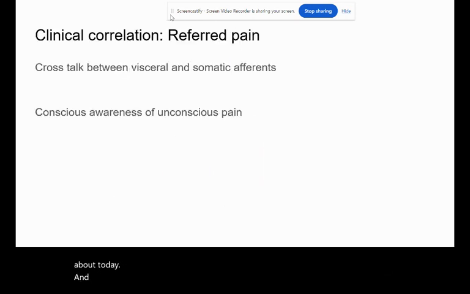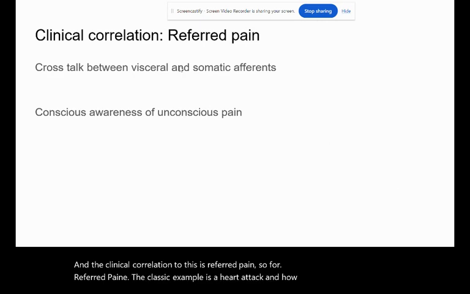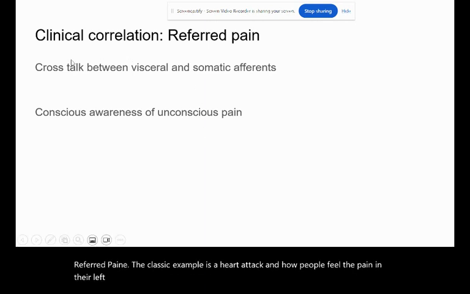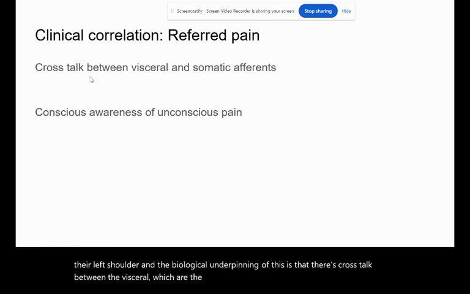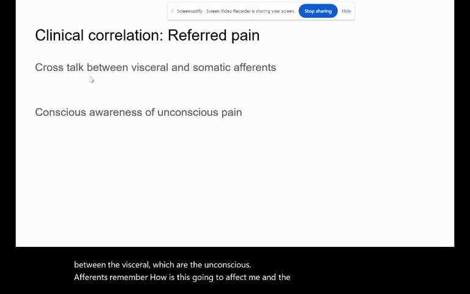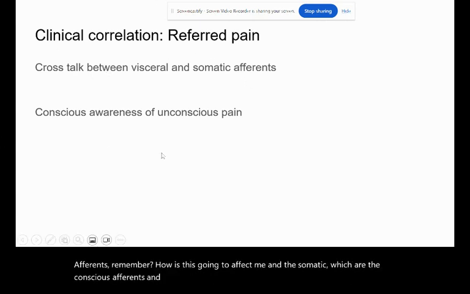And the clinical correlation to this is referred pain. So for referred pain, the classic example is a heart attack and how people feel the pain in their left shoulder. And the biological underpinning of this is that there's crosstalk between the visceral, which are the unconscious afferents, remember, how is this going to affect me, and the somatic, which are the conscious afferents. And he describes this as being a conscious awareness of unconscious pain.